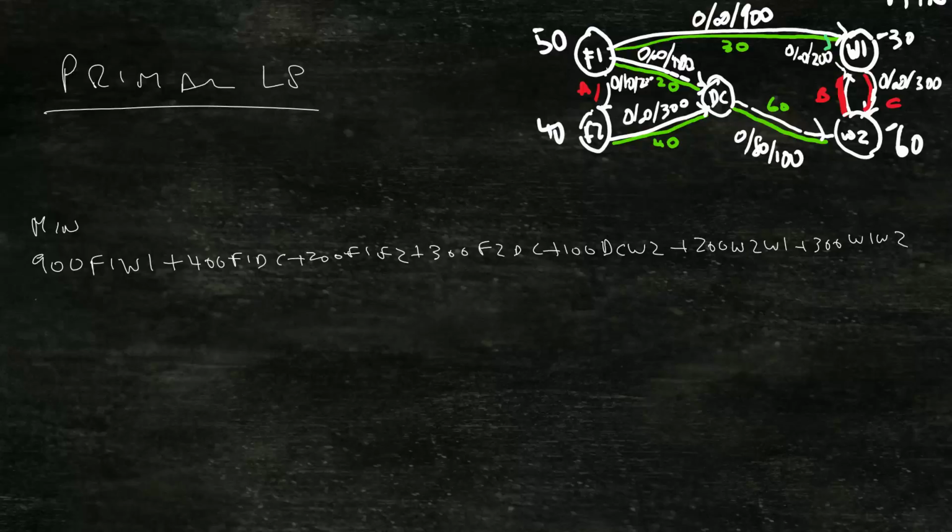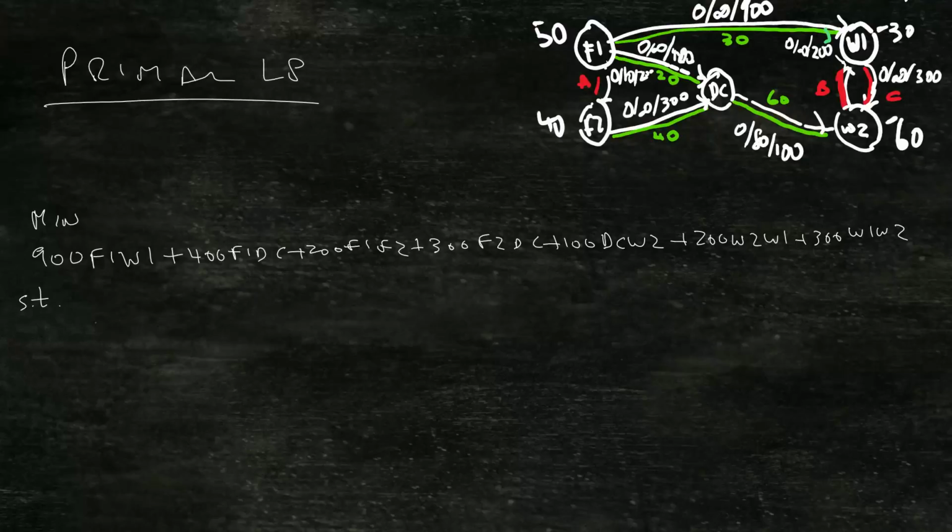Subject to the nodal constraints, which are that F1W1 plus F1DC plus F1F2 has to be equal to 50. Make sure this stays within the bounds here.